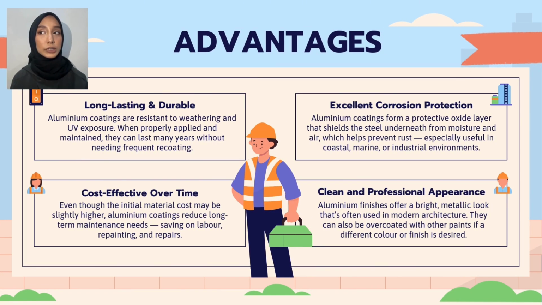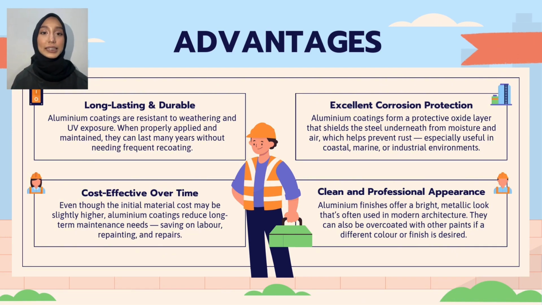First, it offers excellent corrosion resistance. When aluminium is exposed to air, it forms a stable oxide layer that protects the steel beneath. This is especially helpful in harsh environments like coastal or industrial areas. Second, it has high heat resistance and reflectivity. Aluminium reflects radiant heat, helping reduce temperature buildup inside buildings. And it can also withstand high temperatures, which is useful for roofing or cladding near heat sources.